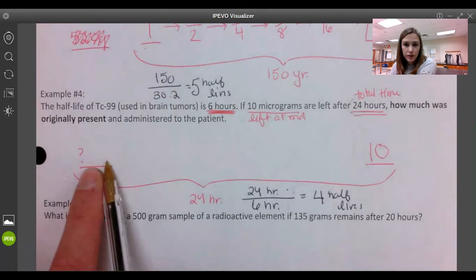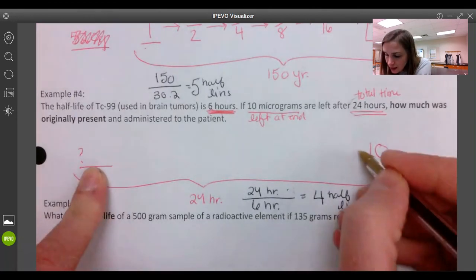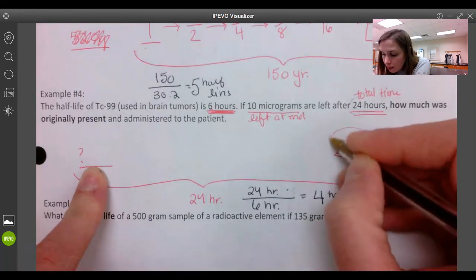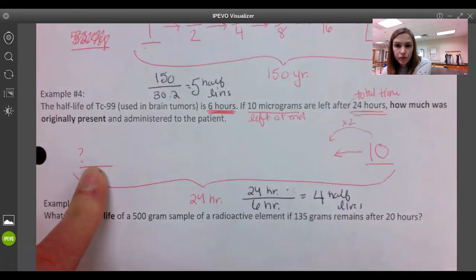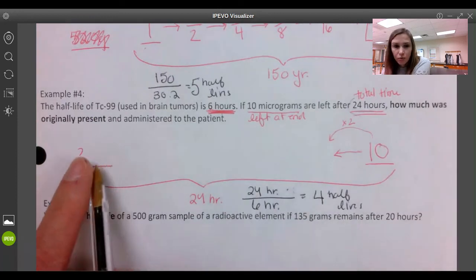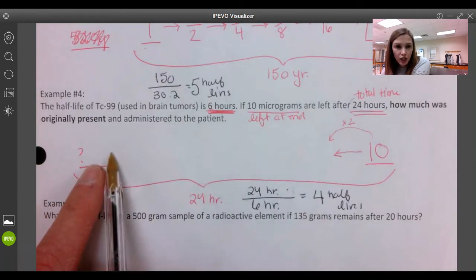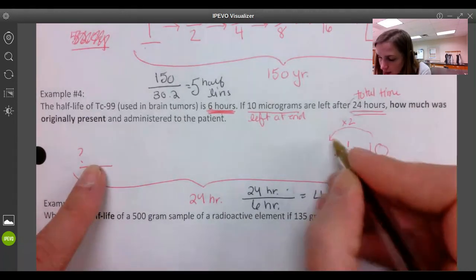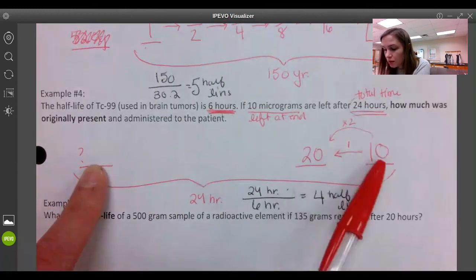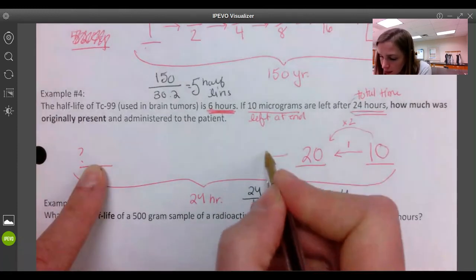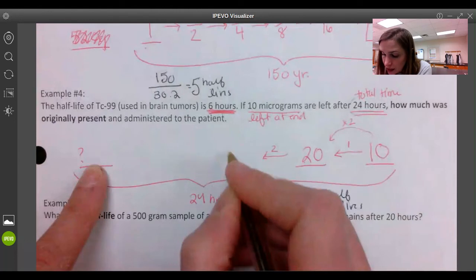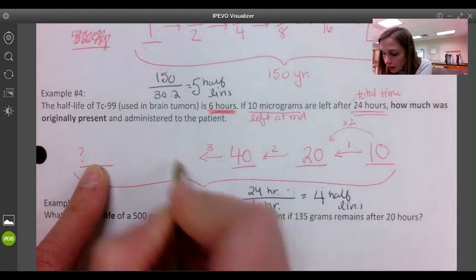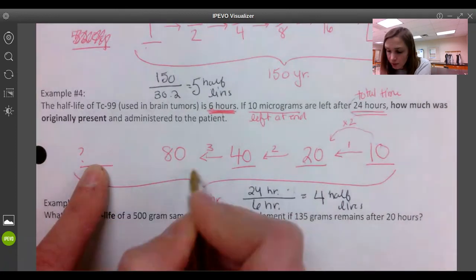And I want to go backwards here. Because I'm going backwards in time, I'm going to end up multiplying by 2. When you go back to find the amount remaining, it's got to be getting larger because you're going backwards in time. So this would be my first half-life. 10 times 2 would mean I had 20 grams present. Now I'm going to go back a second half-life and double that. That would have been 40 grams present. I'm going to go back a third half-life, which would have been 80 grams present.